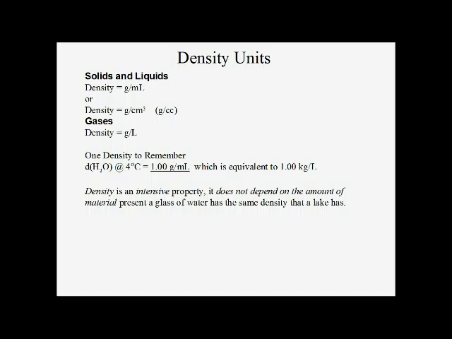Gases are much less dense than solids and liquids. So we like a different density unit for gases. We like to use grams per liter. We have one density value that we want to remember, which is water. We're going to learn water. So water at 4 degrees Celsius, or approximately 4 degrees Celsius, has a density of 1.00 grams per milliliter.